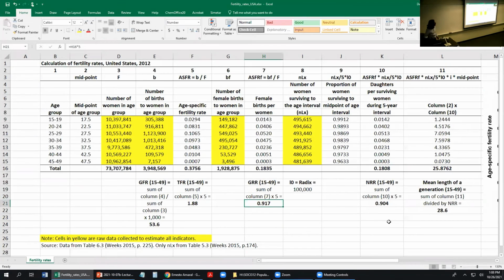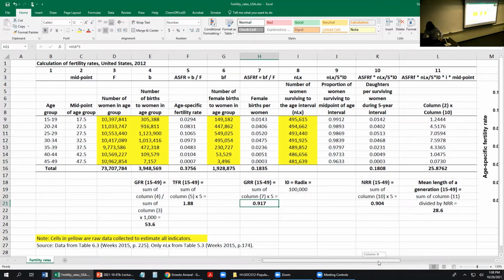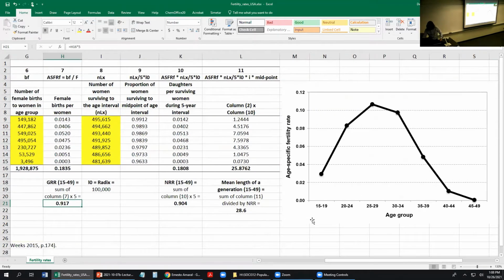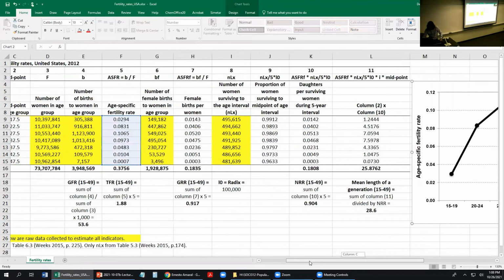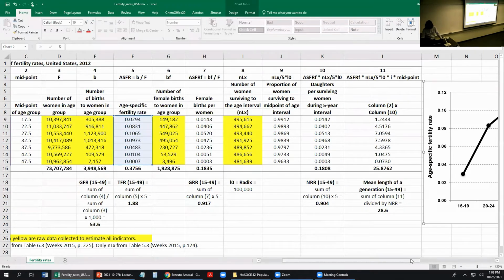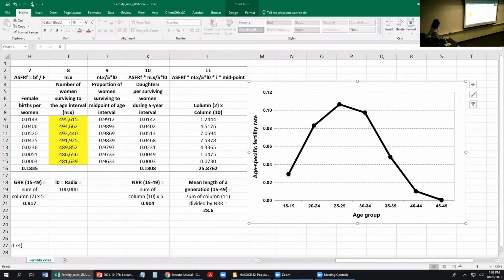And usually we get the age-specific fertility rates and plot them in a graph by age groups. And that's what is to the right of this table here. This is pretty much just the column with the age-specific fertility rate, and showing that women, as they get older, within the age group of 15 to 49, the chances of having children increase, and then afterwards start to decline. Okay? All cool?